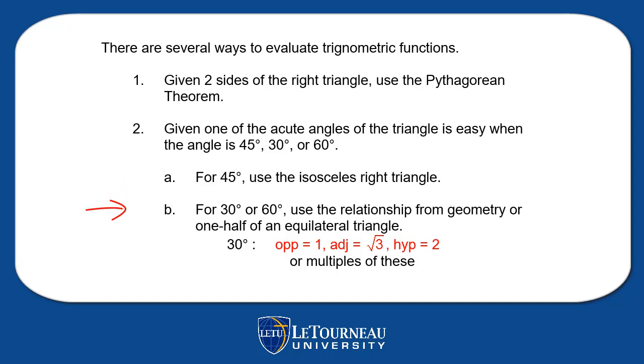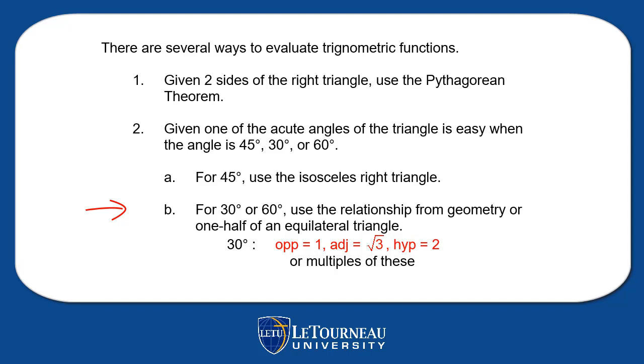Or 1/2 of an equilateral triangle. For example, for 30, the opposite is 1, the adjacent is square root of 3, and the hypotenuse is 2. For 30, remember the opposite side is half of the hypotenuse. So got to get that in mind, because these are some that you're going to be expected to know without computing them every time. Okay? Expect to know them without computing them.